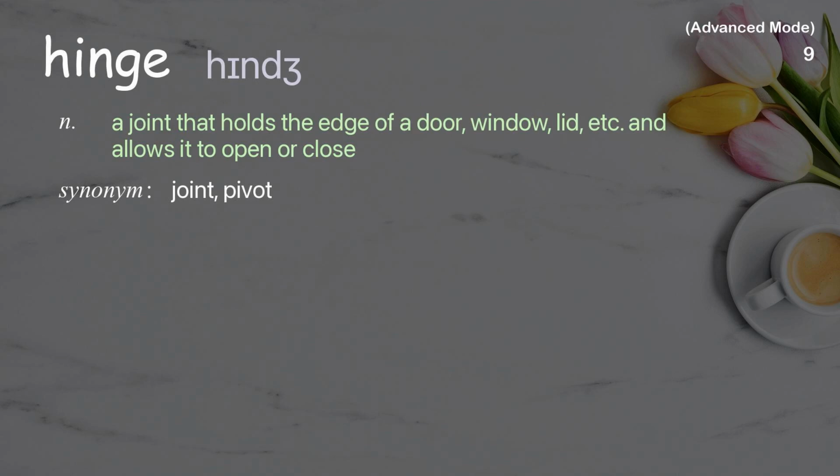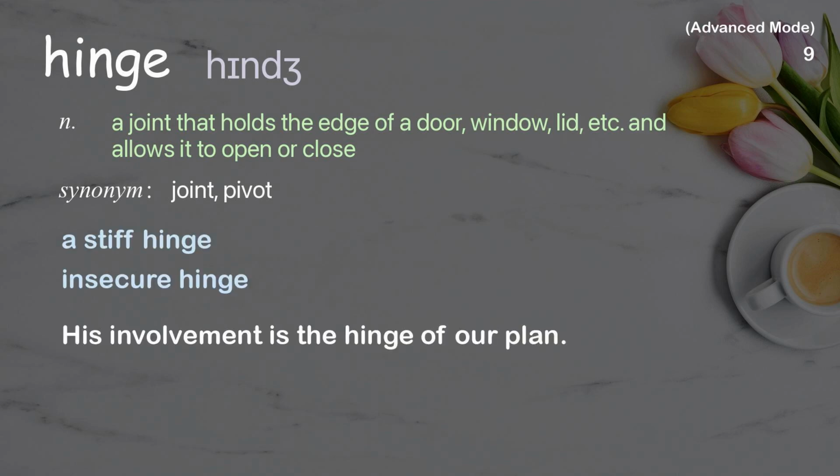Hinge. A joint that holds the edge of a door, window, lid, etc. and allows it to open or close. Examples: A stiff hinge. Insecure hinge. His involvement is the hinge of our plan.